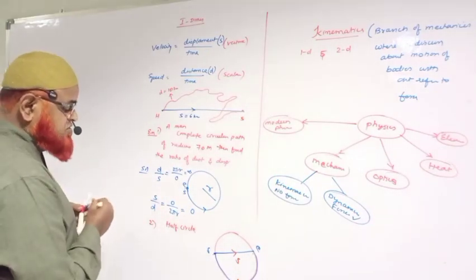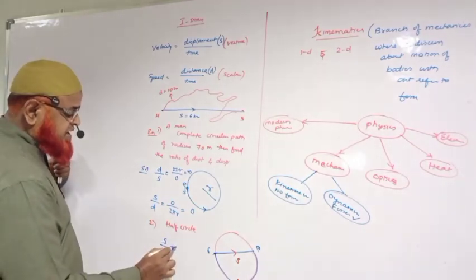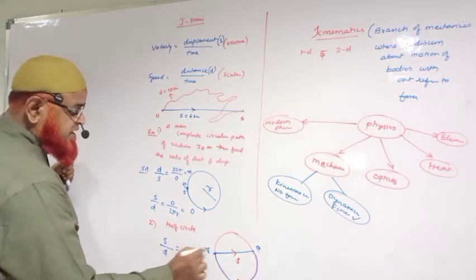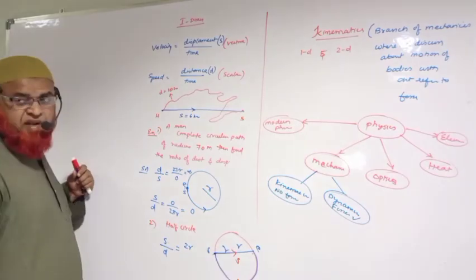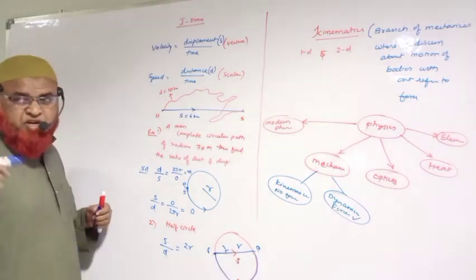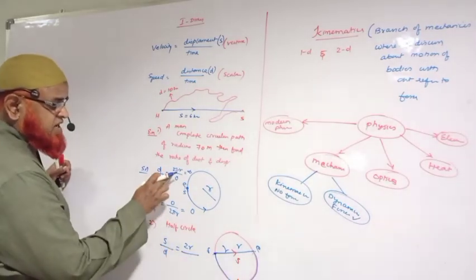And if he takes only a half circle, then the same formula will apply. Displacement by distance: displacement is nothing but 2r, because r and r together are going to be the diameter here. Half circle means exactly opposite ends, and that is going to be the diameter. Whereas the distance is nothing but half of the circle, no?